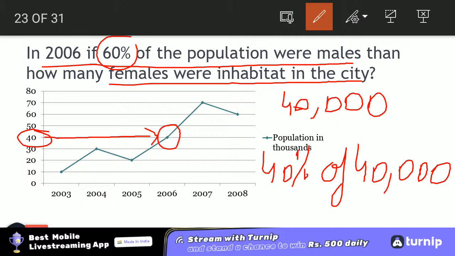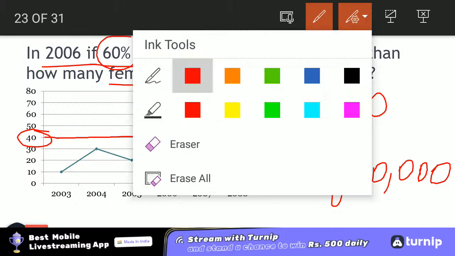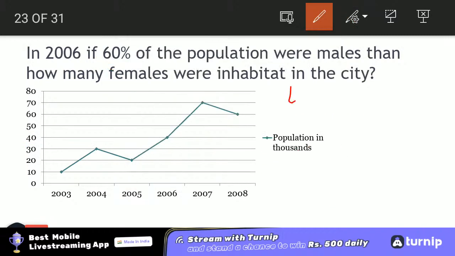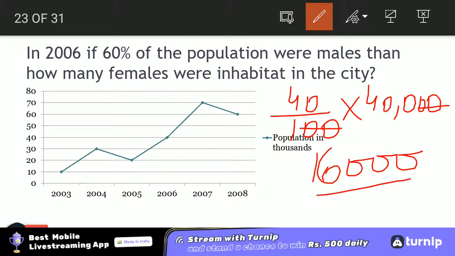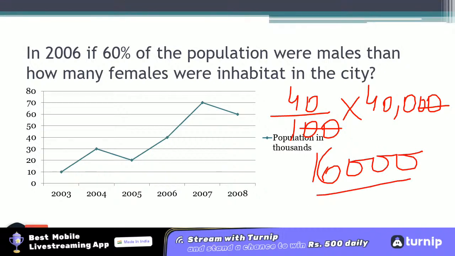So after solving, I hope you can do it easily. See, 40% means 40 upon 100, and if I am talking about 40,000, so what is it? The answer would be turning out to be 16,000. So how many females were there? The females which were there were 16,000. Moving ahead to the next one.